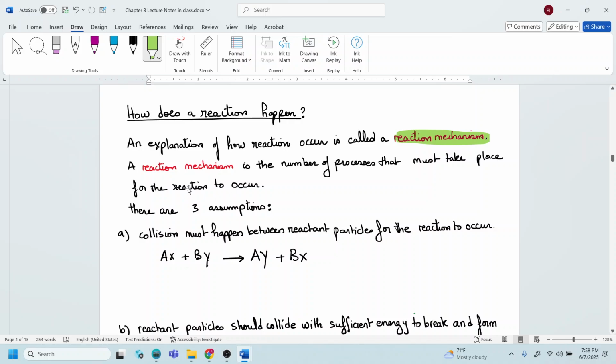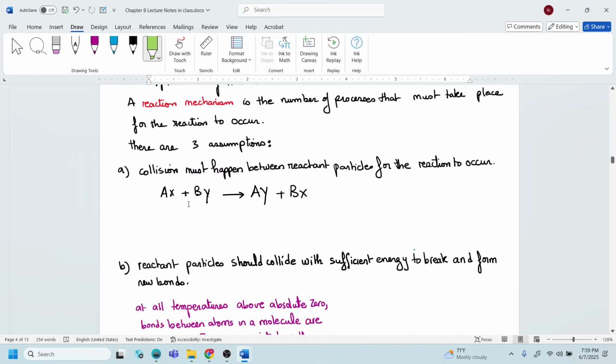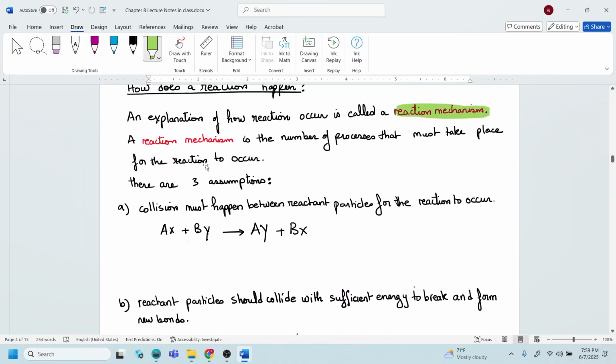So for the product to form, there should be bonds broken and bonds formed. So how can bonds be broken and how can bonds be formed? There are 3 assumptions, you guys. And those 3 assumptions are important to explain how a reaction happens and how the reaction mechanism goes to form the product. The first thing is the collision.